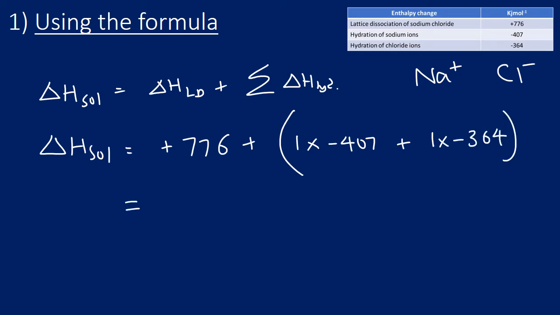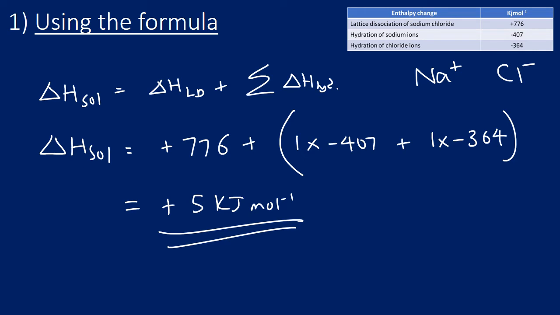And we'll put that into our calculator. 776 minus 407 minus 364. And I get an answer here of plus 5 kilojoules per mole. So enthalpy of solution of sodium chloride is endothermic. And that's using the formula. So you can just remember that formula. Enthalpy of solution is equal to the lattice dissociation plus the sum of the hydrations.